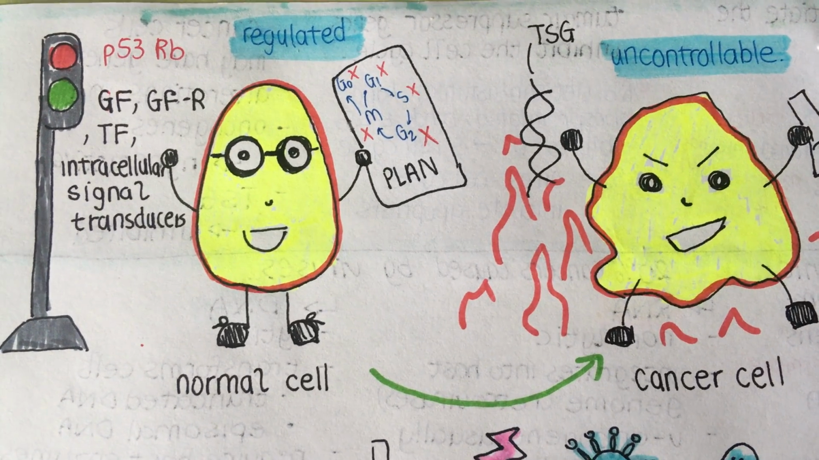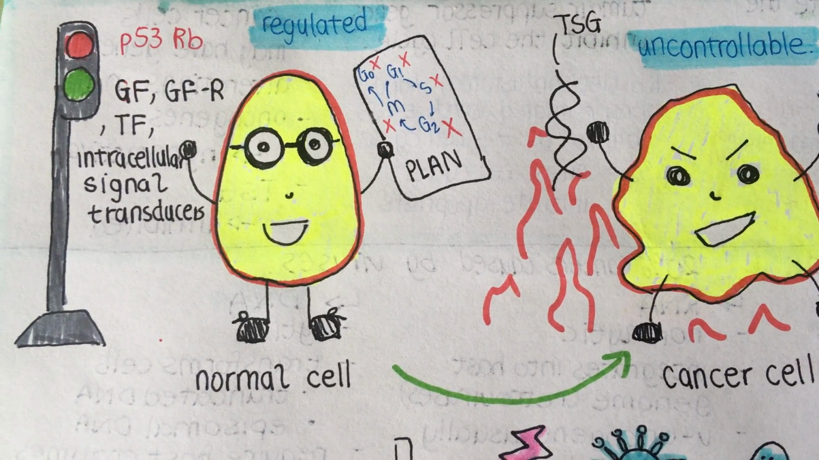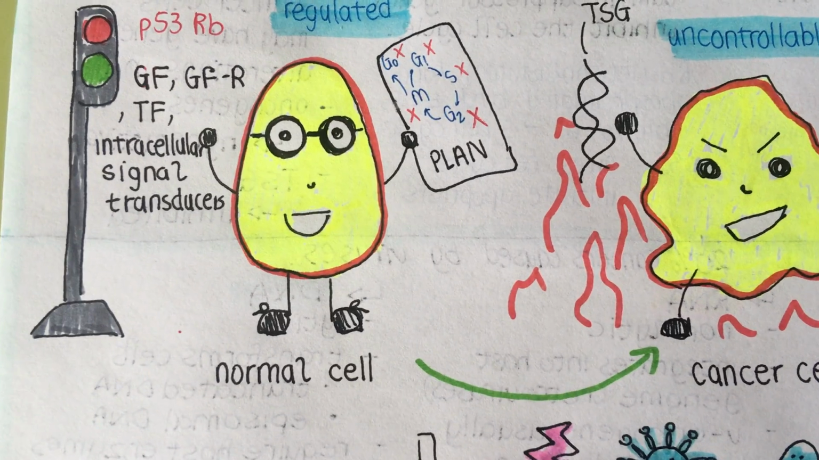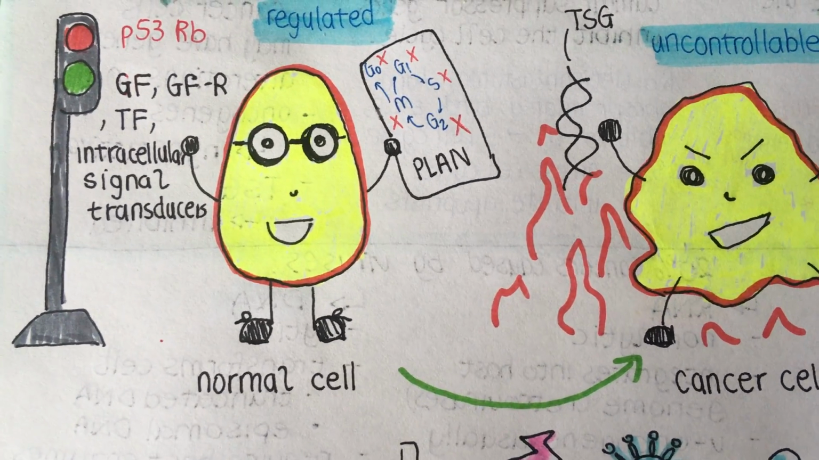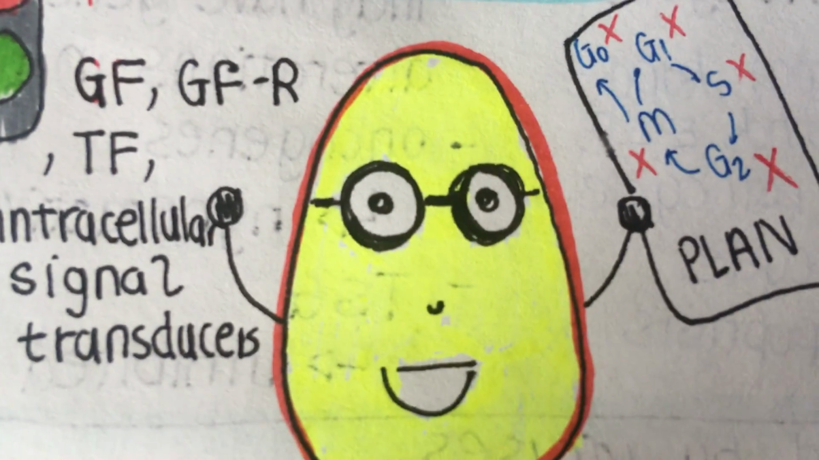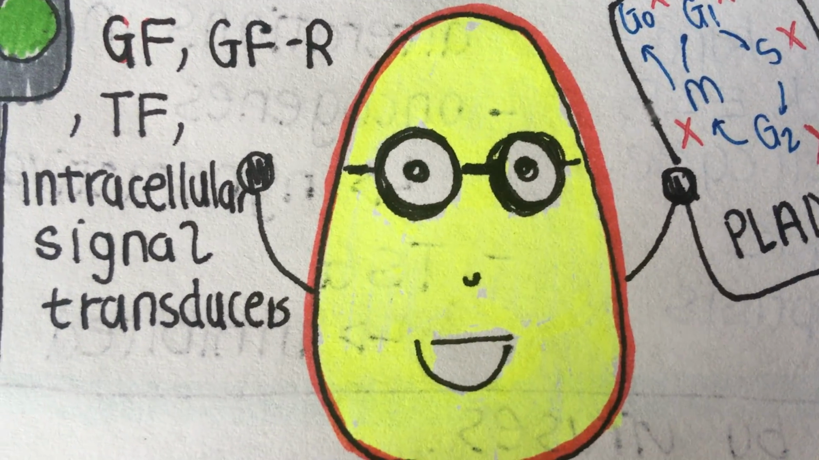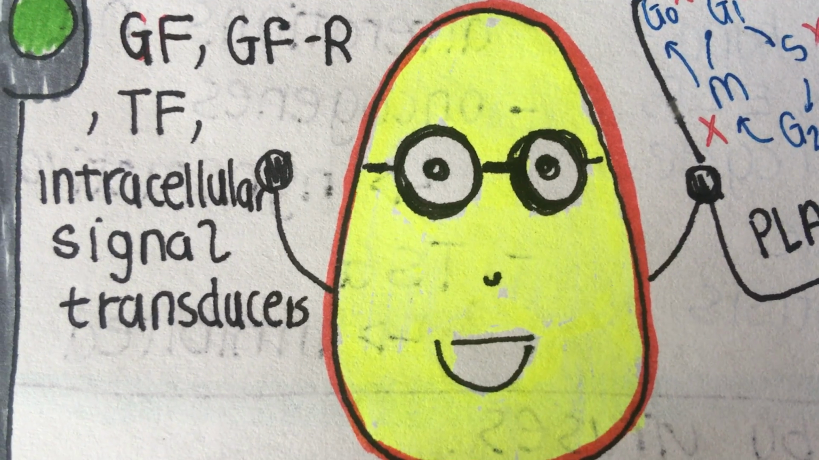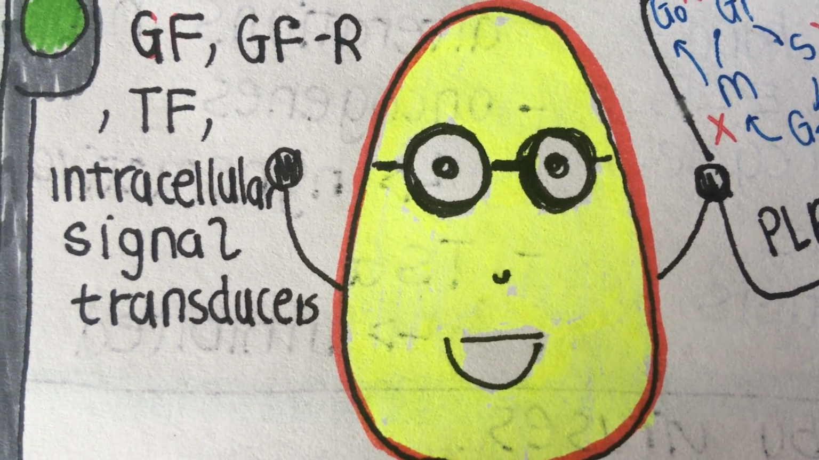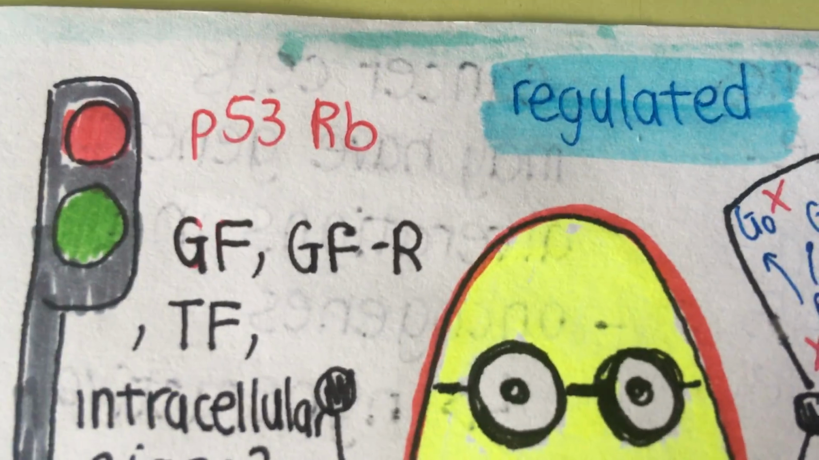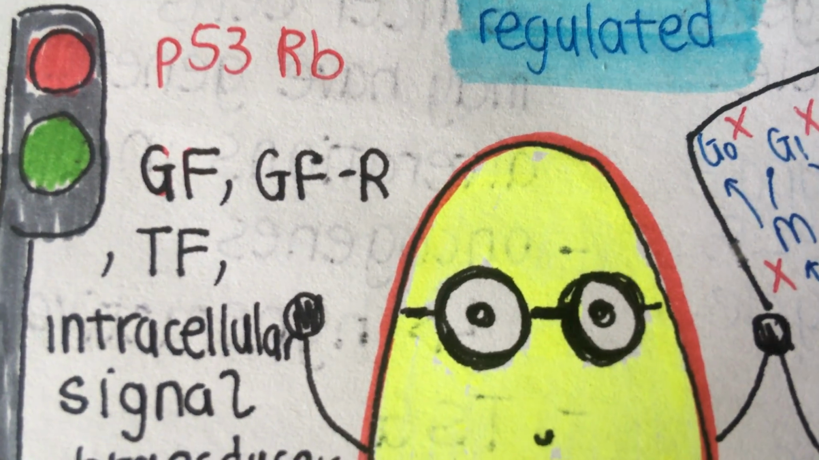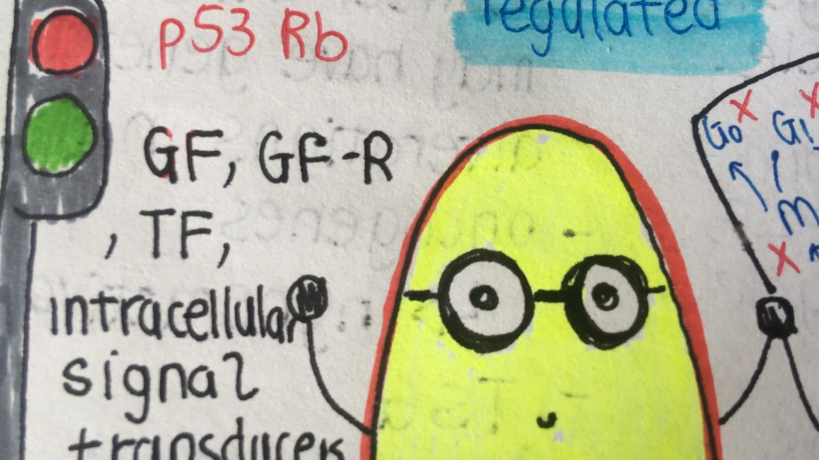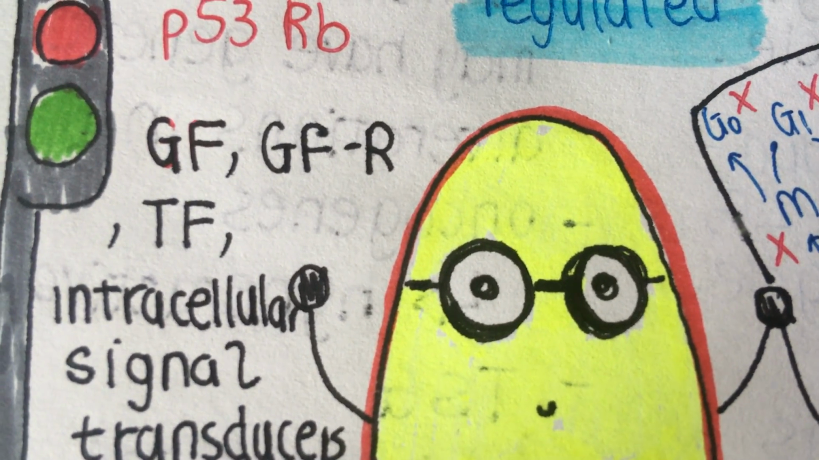Hi everyone, normal cells have tightly regulated growth and replication. Proto-oncogenes help the cell to grow and initiate the cell cycle. They include growth factor receptors, transcription factors, intracellular signal transducers. Tumor suppressor genes include p53 and retinoblastoma and help stop damaged, diseased, and mutated cells from replication.